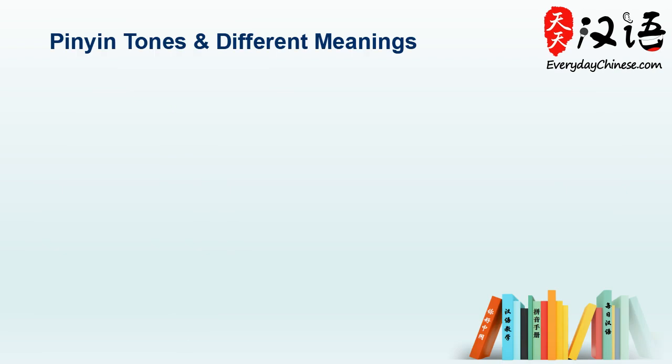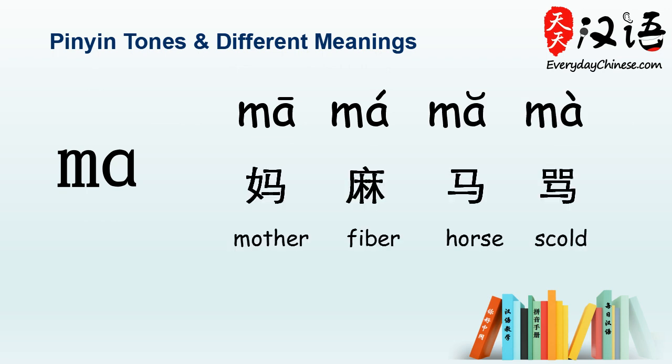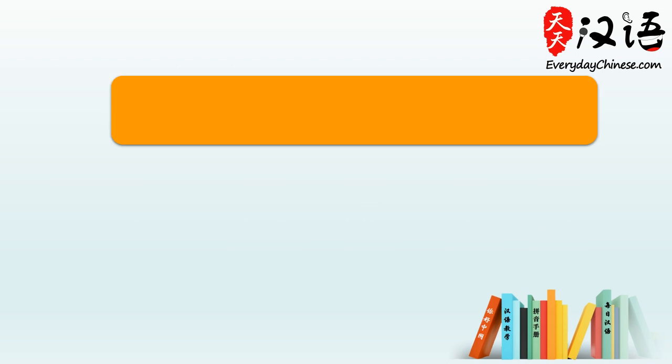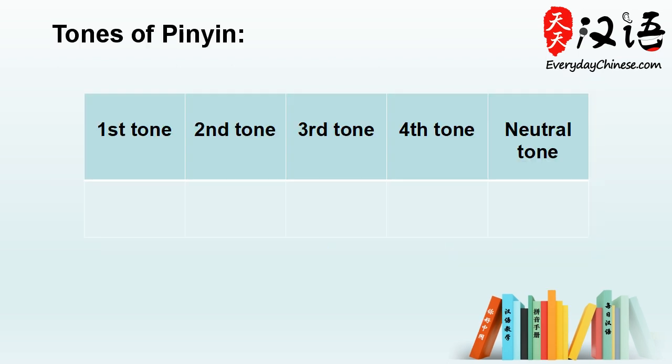During the introduction of Pinyin lesson, we introduced that Chinese is a tonal language, which means that even if it is the same syllable, if it's pronounced with different tones, their meanings can be very different. In today's lesson, we will look at each of the tones. Basically, there are four tones in Pinyin, but some consider that it has five tones, as there is also a neutral tone. Let's see them one by one.